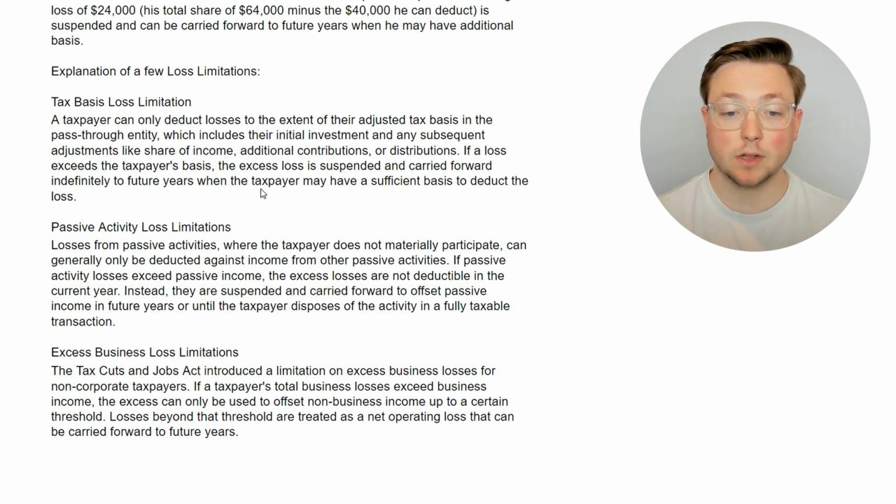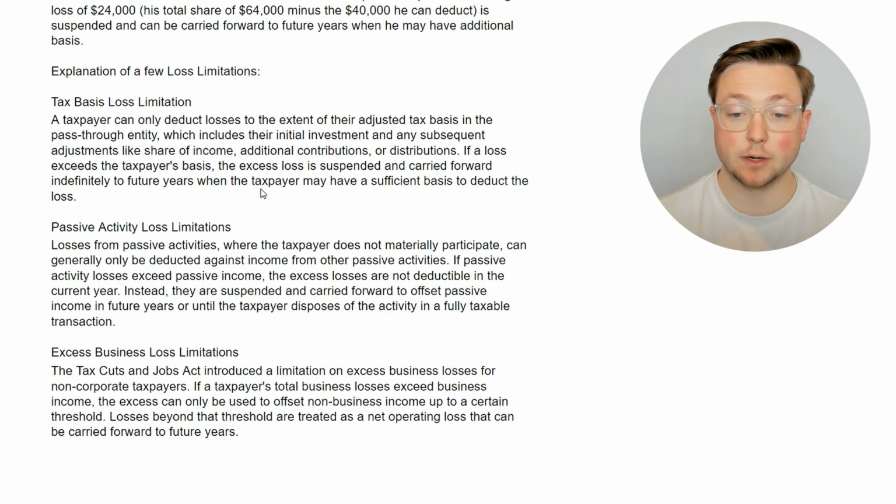If passive activity losses exceed passive activity income, the excess losses are not deductible in the current year. Instead, they are suspended and carried forward to offset passive income in future years or until the taxpayer disposes of the activity in a fully taxable transaction.